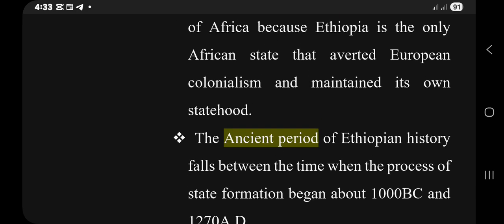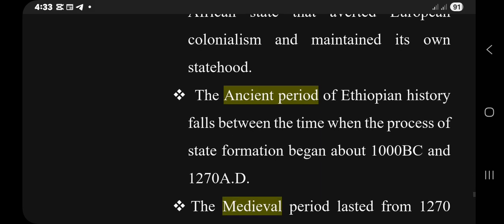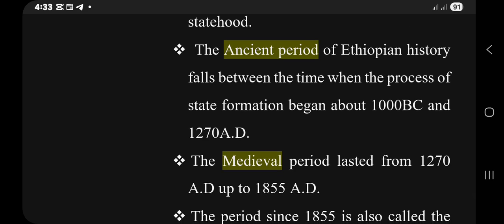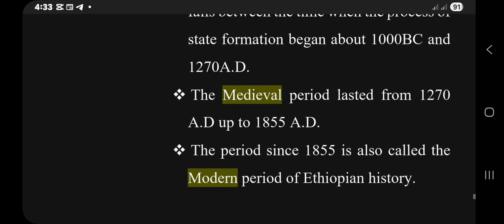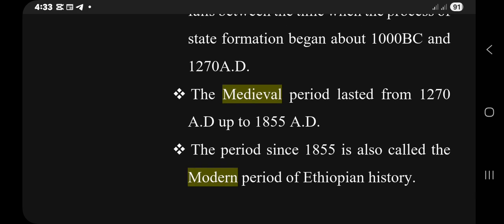The medieval period of Ethiopia is from 1270 to 1855, when Kasa Hailu, later called Emperor Tewodros II, came to power. Modern Ethiopia, from 1855 to the contemporary period, is called the modern history of Ethiopia.